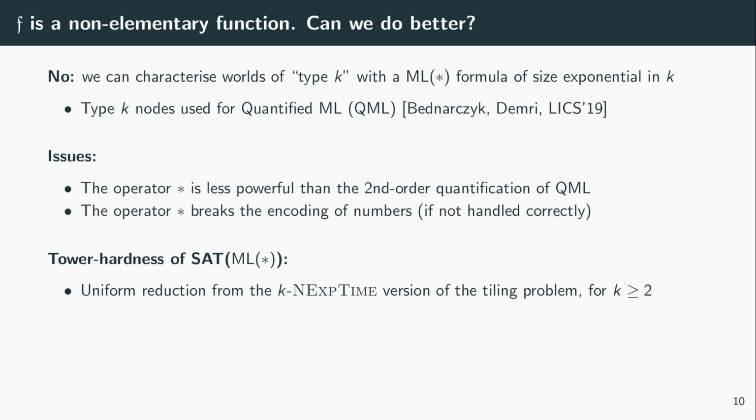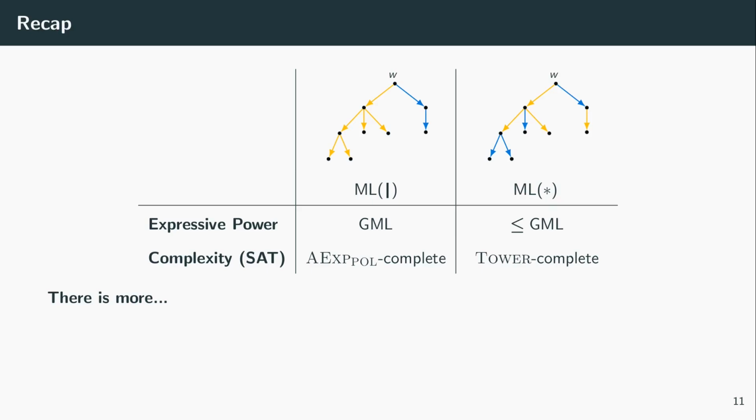So let us recap what we did in the paper. We introduced two modal logics whose sole difference is that one, ML chop, uses the chop operator from ambient logic, and the other uses the star operator from separation logic, that is ML star. The expressive power of ML chop is the expressive power of graded modal logic, and its complexity in terms of satisfiability problem is complete for the class alternating exponential time with polynomially many alternations. ML star instead is Tower complete, so non-elementary, and in the slides I showed you that it is not more expressive than graded modal logic.